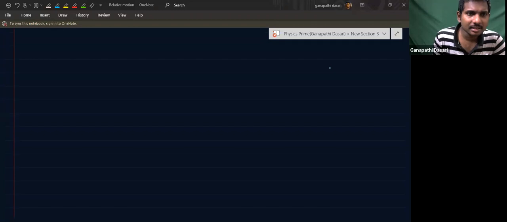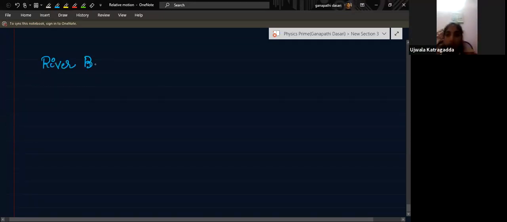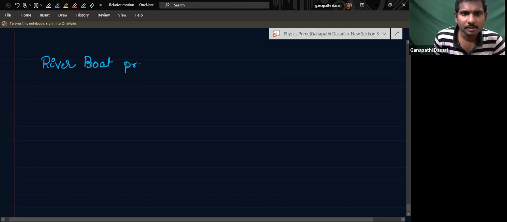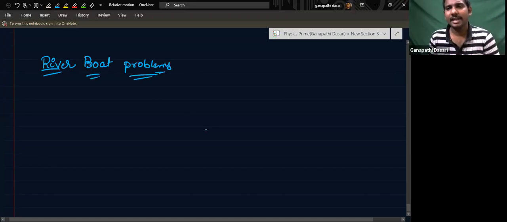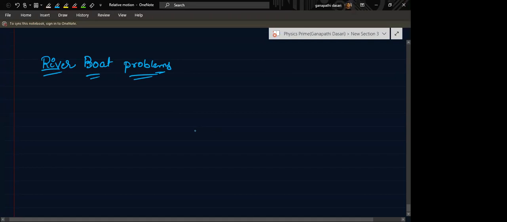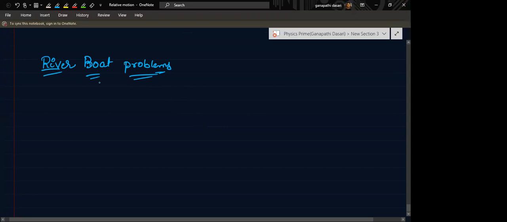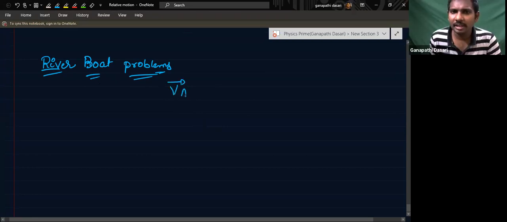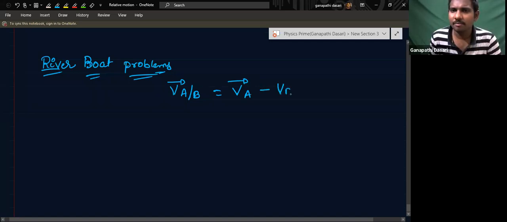When we discuss the riverboat problem, there will be a slight change in the approach that we take. Generally, in all the topics in relative motion, we are finding the relative motion of A with respect to B, which means velocity of A minus velocity of B.